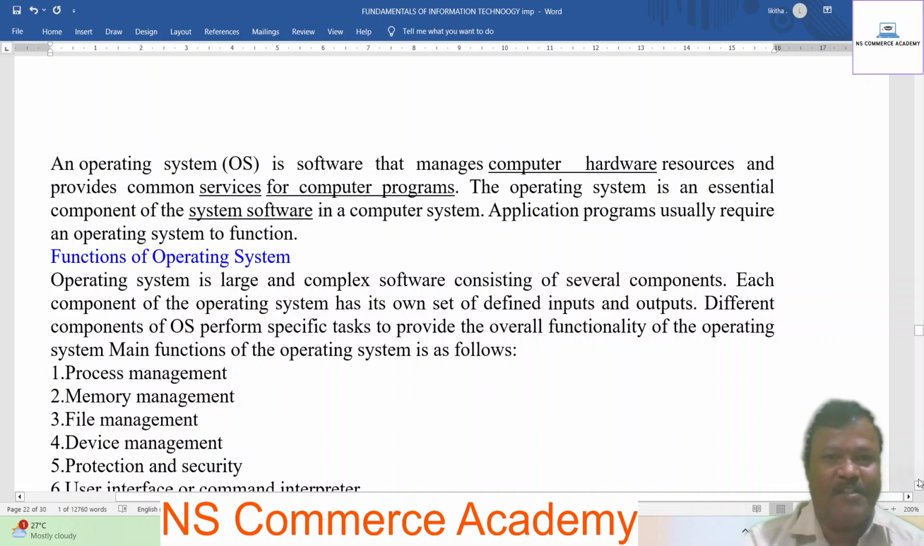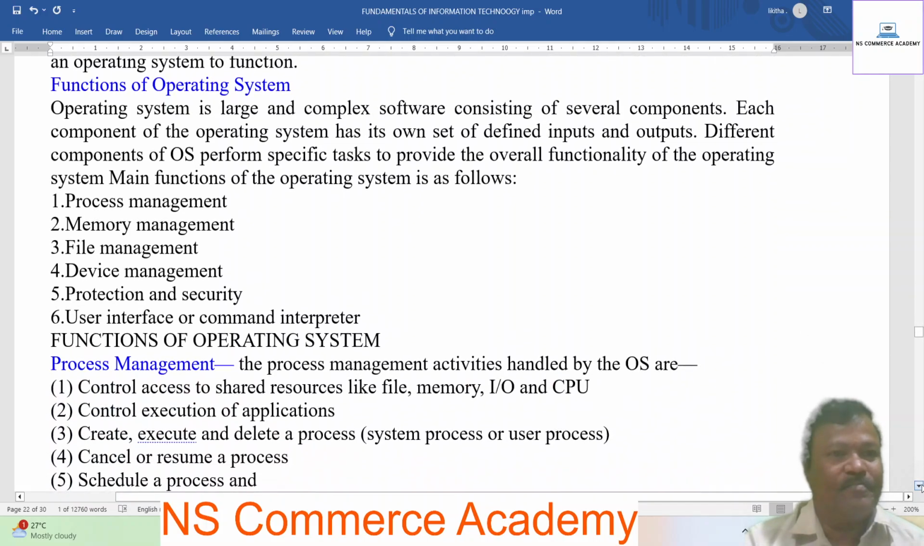An operating system is software that manages computer hardware resources and provides common services for computer programs. The operating system is an essential component of the system software in a computer system. Application programs usually require an operating system to function. Next, functions of the operating system.